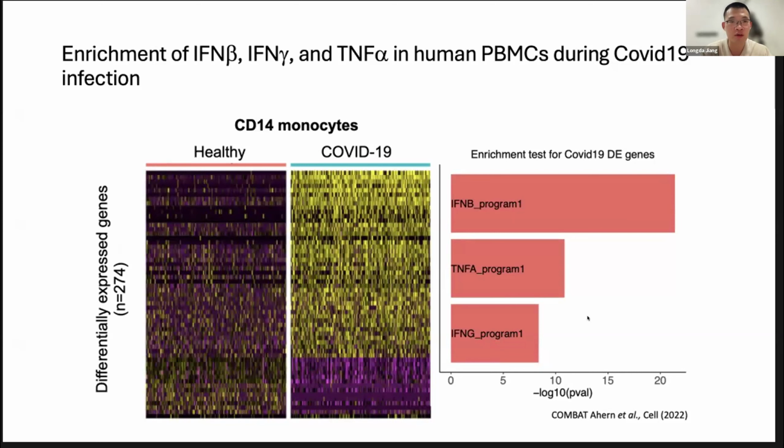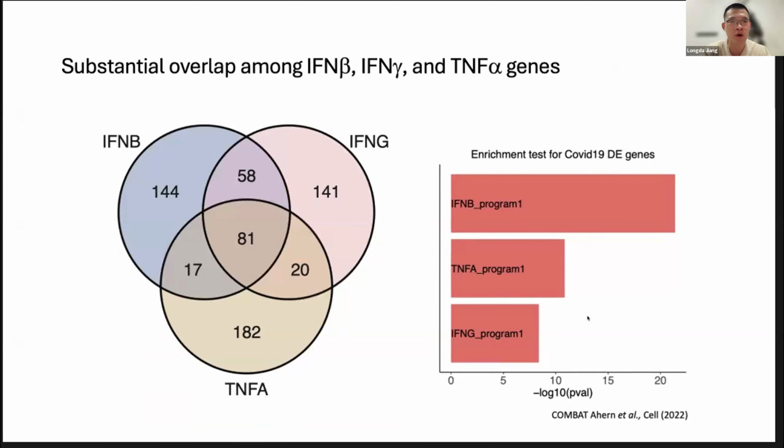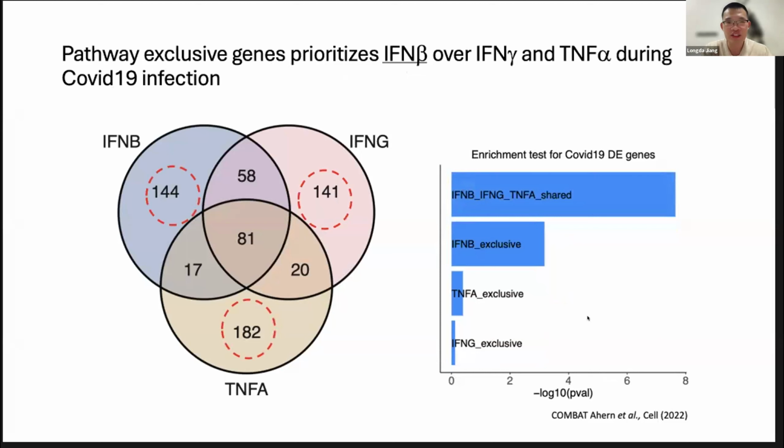This result is no surprise because all three pathways are highly correlated with each other, and they are all involved in the immune response. A more interesting question to ask here is which pathway is really involved, while the other pathways are just showing enrichment because of their overlapping genes. To tackle this question, we performed additional enrichment tests using the pathway exclusive gene lists as we just mentioned, and we found that this time the COVID-19 DE genes are highly enriched for the shared genes, which is as expected, but also for the interferon beta exclusive gene list, and not for the other two pathways.